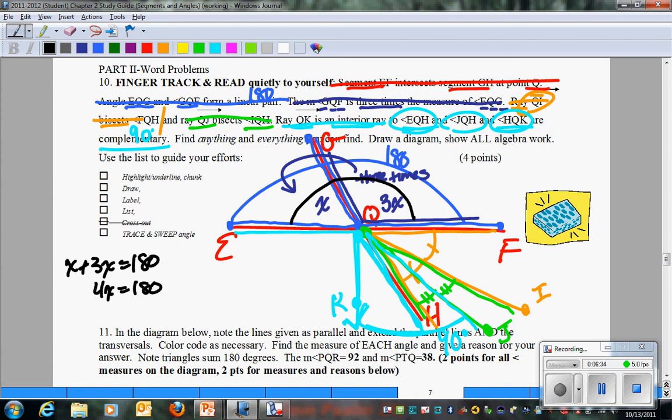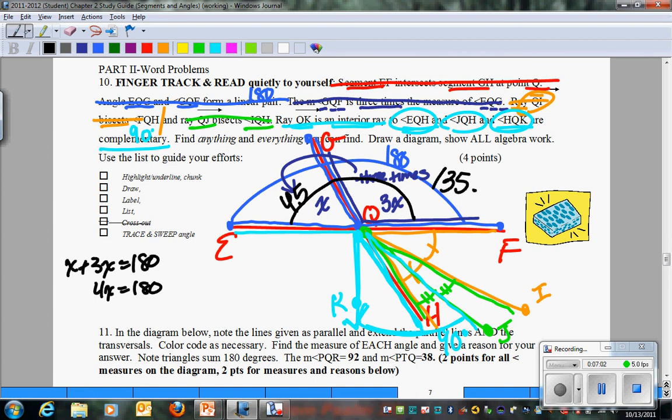So x equals? Oh, you just forgot your zero. 45. So this here is now 45. Now find me the 3x side. Yes, ma'am. 135.